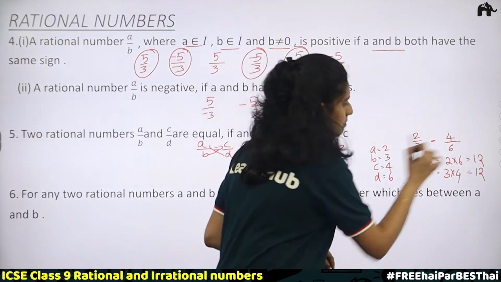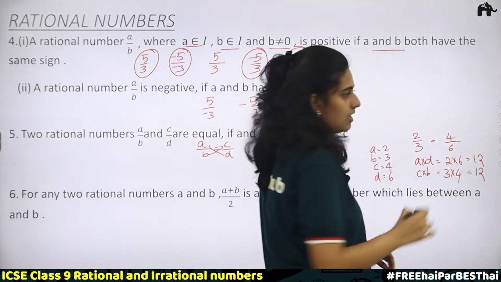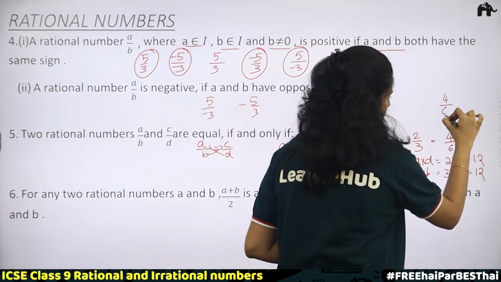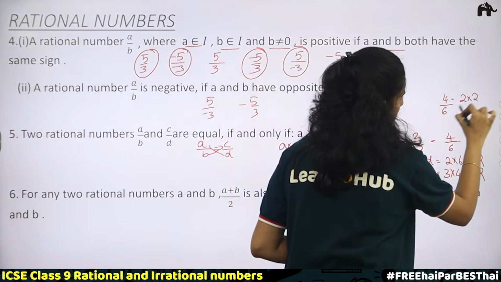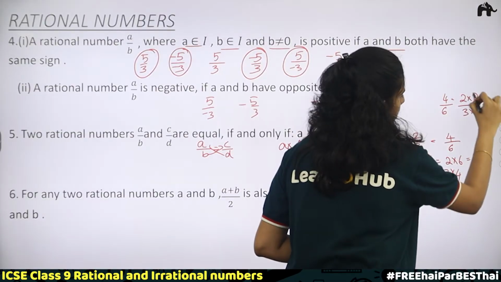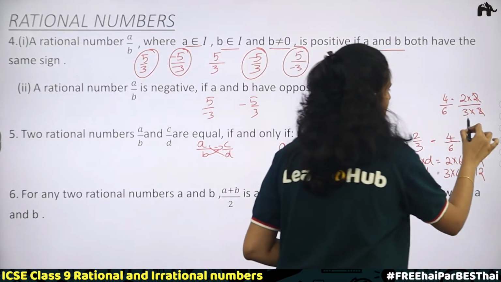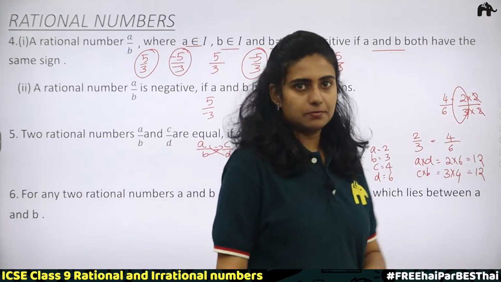When you just check these numbers, you will understand. Here there is a common factor. 4 by 6 is 2 into 2 by 3 into 2. 2 is a common factor which can be cancelled. Then you will be getting 2 by 3.